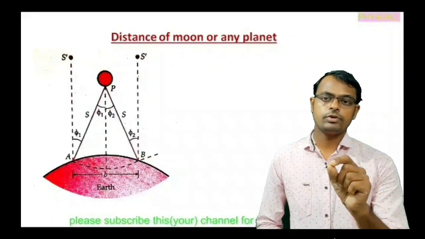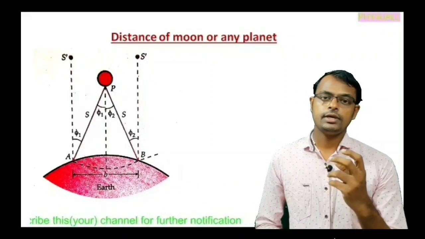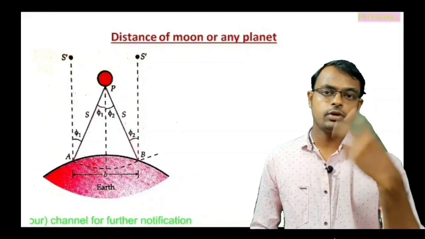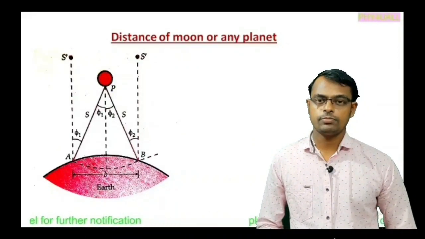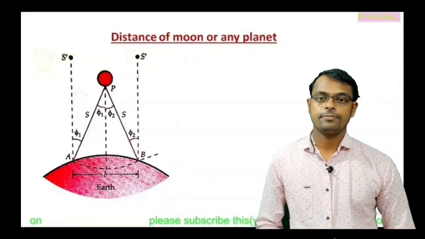Now from the observing point A, you are looking at the planet P using an instrument. What is the instrument? We are looking at a faraway object, so a telescope. You can easily calculate the angle phi 1.